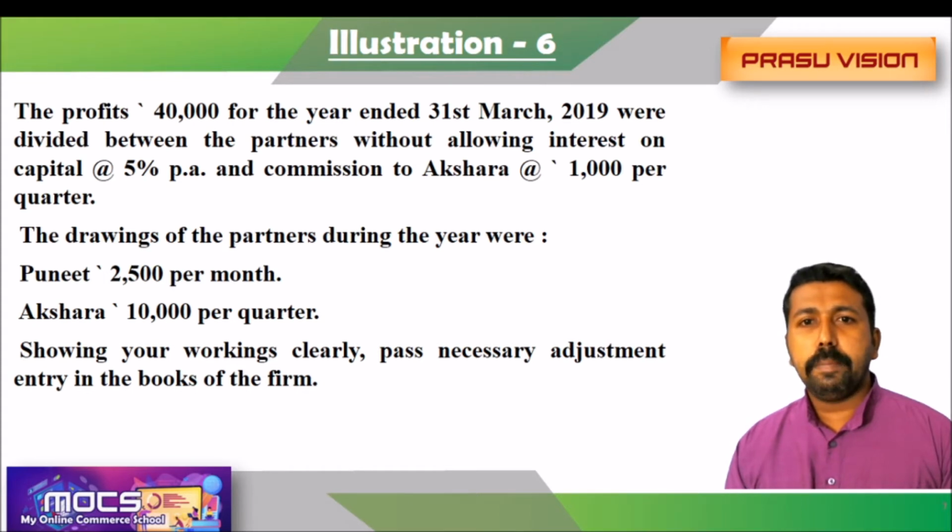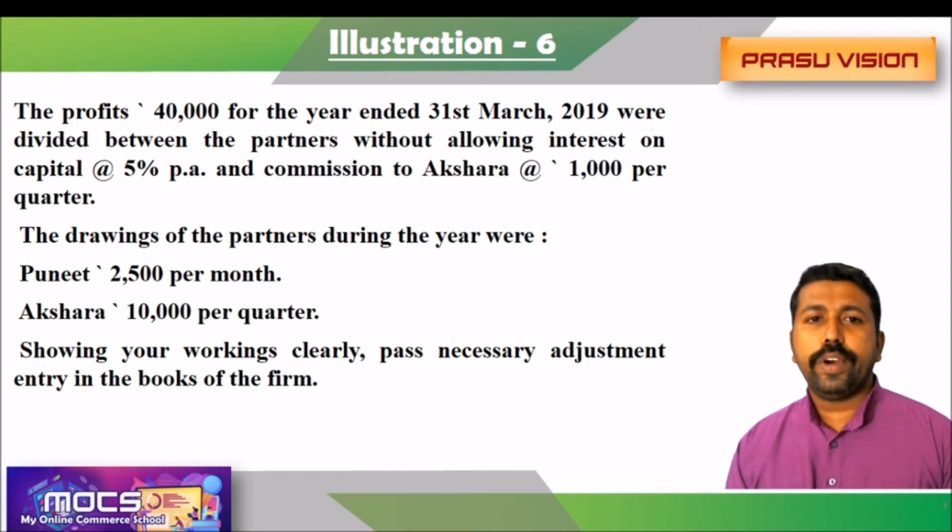Here, the interest on capital percentage is varied. Instead of salary, commission comes, and commission is 1,000 per quarter. In the previous question, instead of commission, salary was there. Salary per month was given, and the amount of drawings was also given for the year in the previous problem. But here it is per month for Puneet and 10,000 per quarter for Akshara.